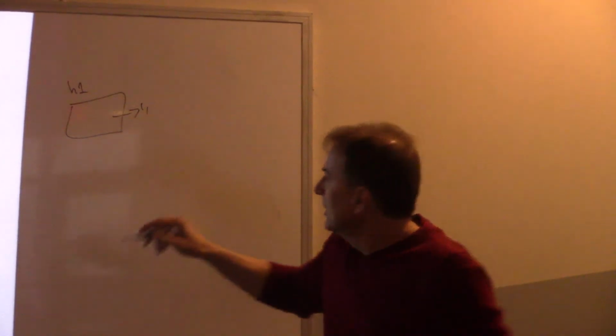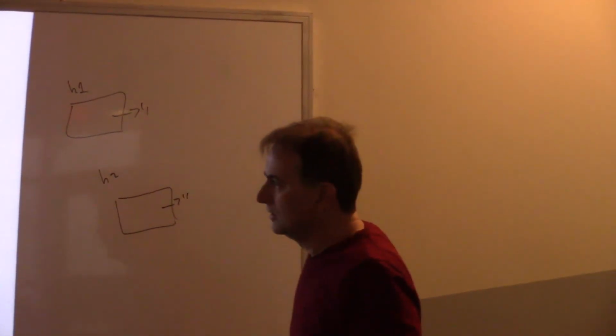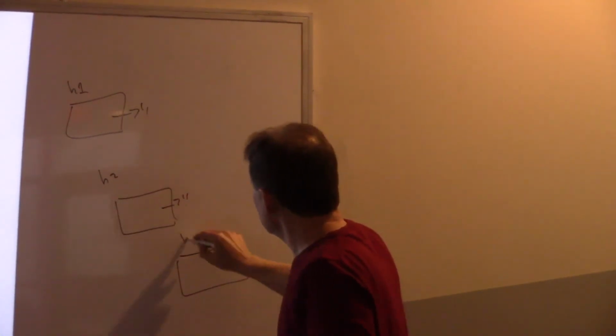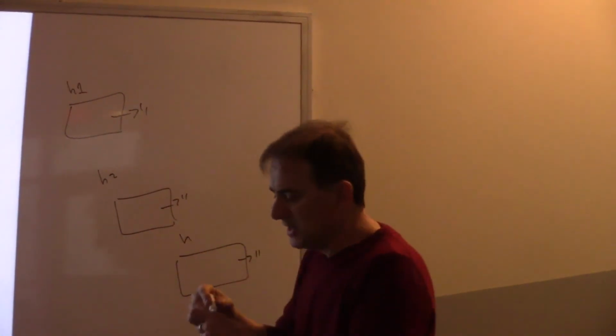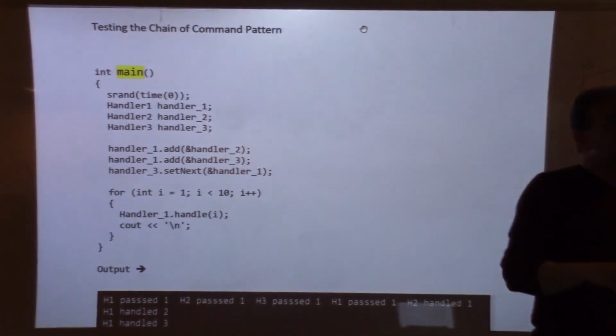Yes? Okay. H2 is the handler 2. It also is null. And finally, handler 3 is H3. It's also equal to null. Again, the reason it's null is because they're all being constructed by default constructors which say next null.